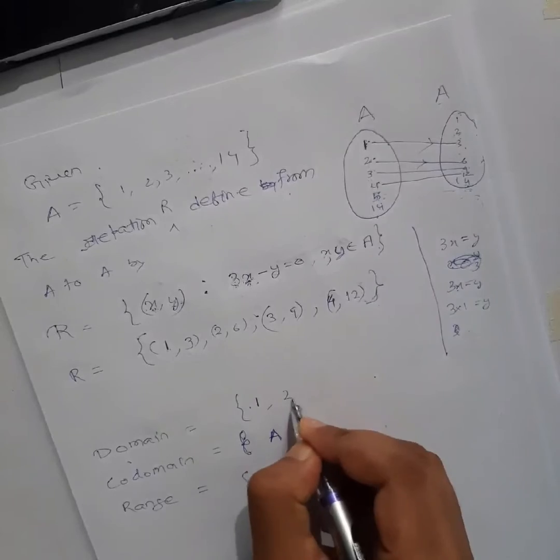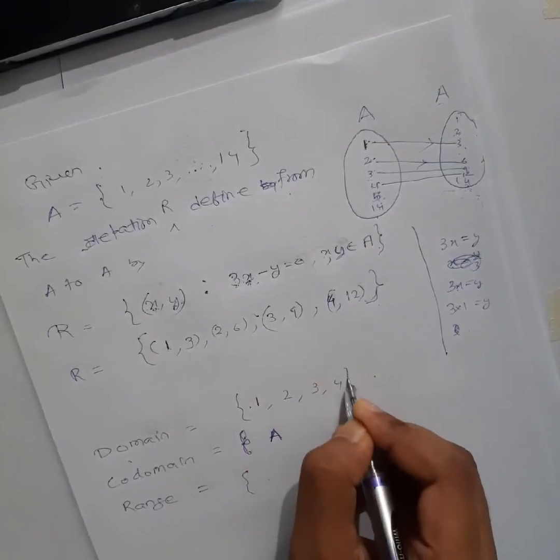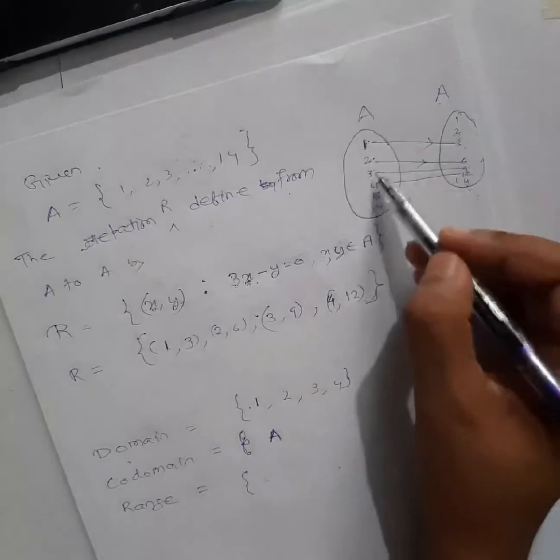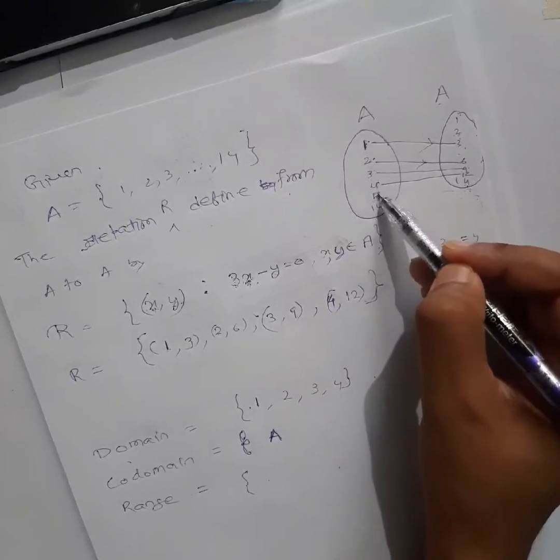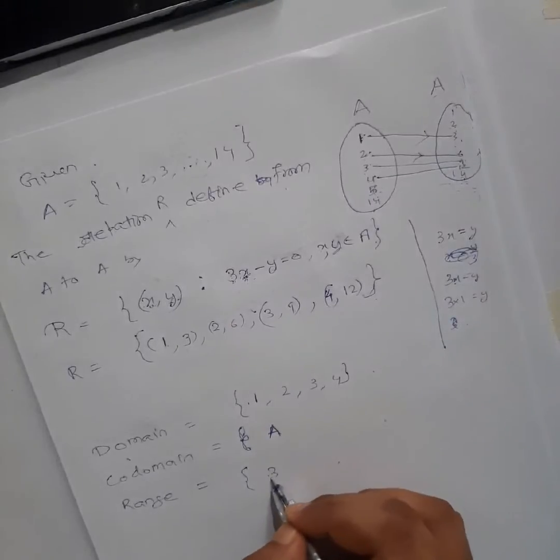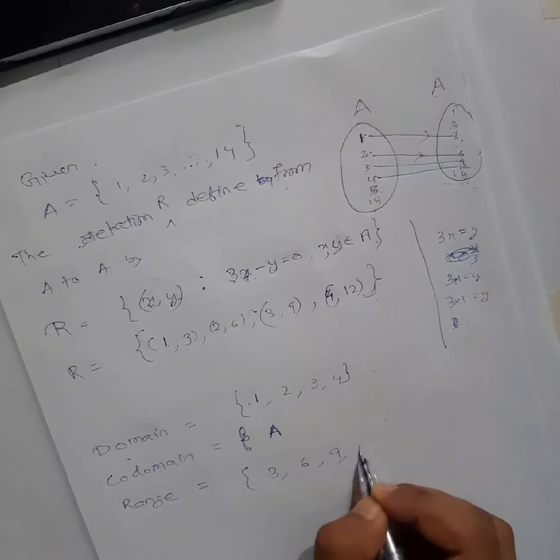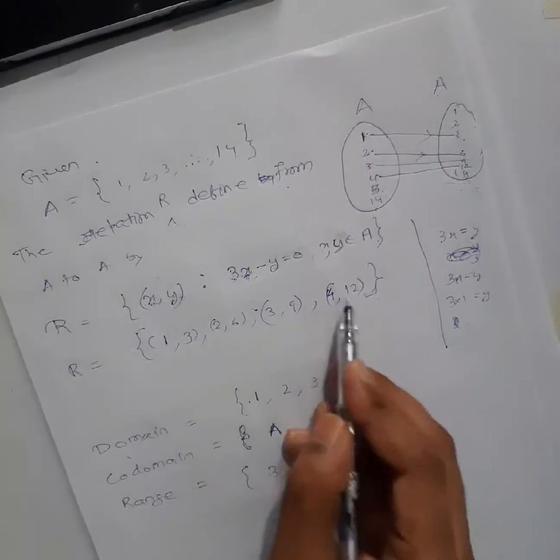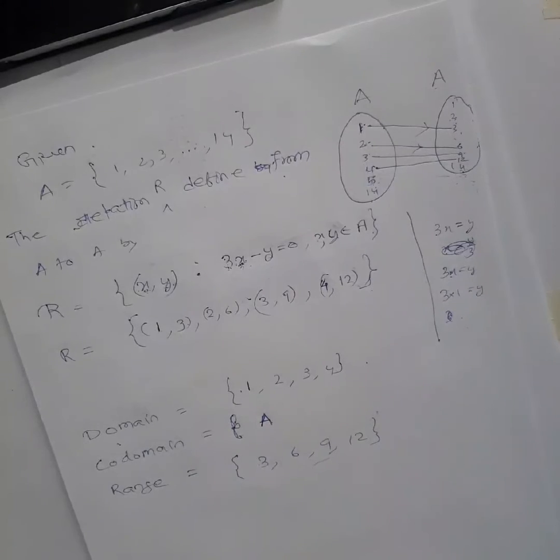So your domain will be 1, 2, 3, 4. From your arrow diagram you can understand these are your domain, which is having image. What will be your range? You can easily understand now. Range will be 3, 6, 9, 12. Your second element of relation set will be your range.